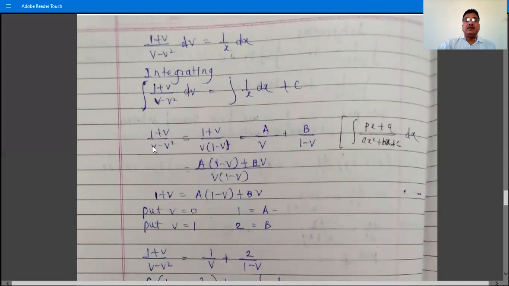So in the denominator, take v as common. This is the factorization: v into (2 minus v) is the factorization of the denominator. Then the factors are what? It is a by v plus b by 2 minus v.